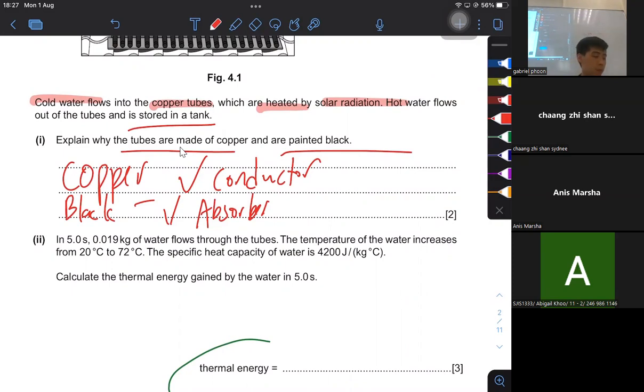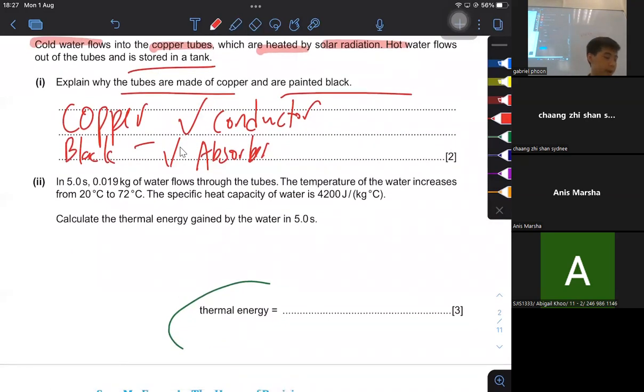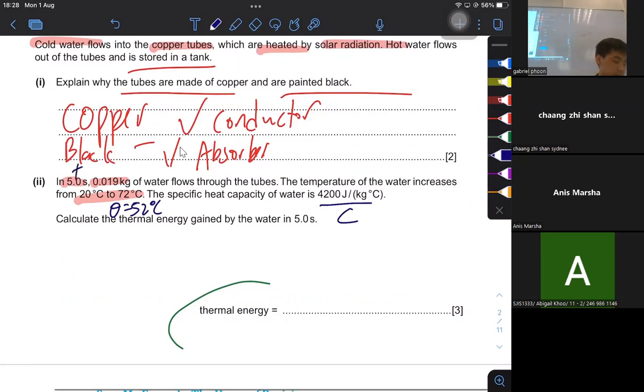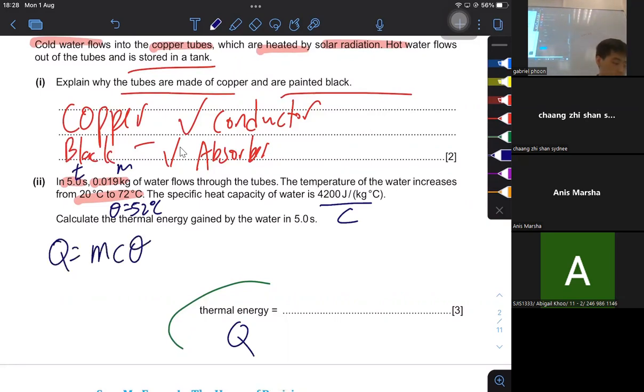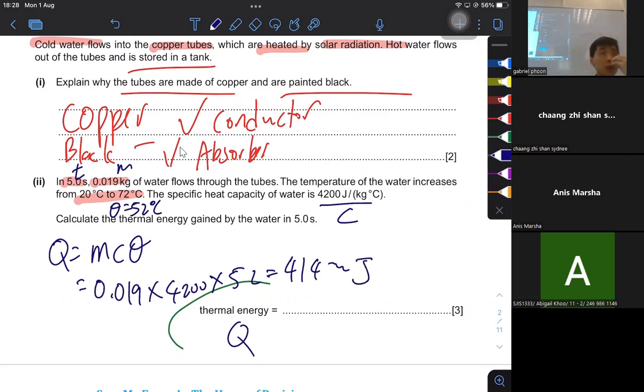Okay. And then moving on to the next part here, right? Okay, stop talking, everyone. In 5 seconds, 0.019 kg of water flows and it increases from this to this. First and foremost, I know that the change in temperature is supposed to be 52 degrees Celsius, right? And obviously this is my C, this is my time, this is my M. And they want me to find my Q here, right? Q is essentially going to be mc theta, which I have all the information here: 0.019 multiplied by 4,200 multiplied by 52. Press that in your calculator and you'll get a very weird number, 414 something joules, right?